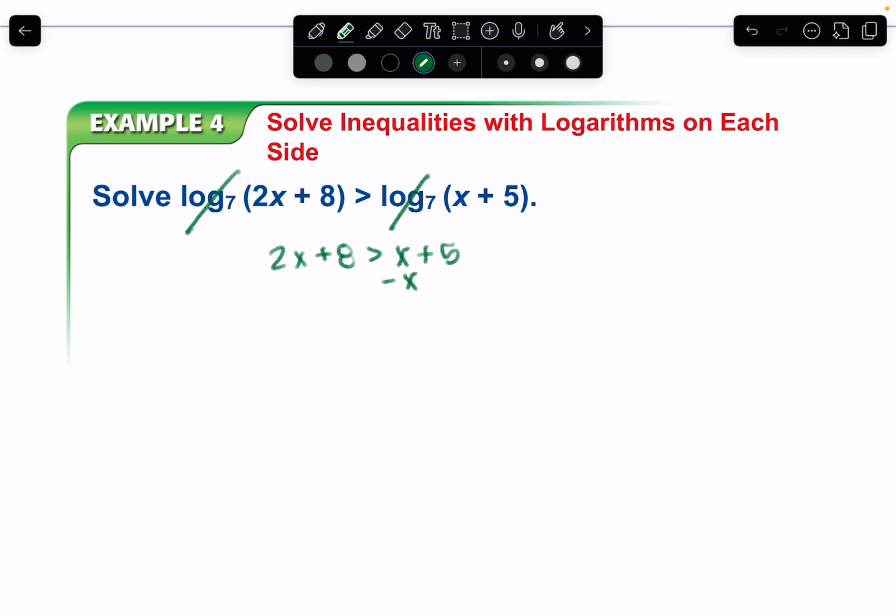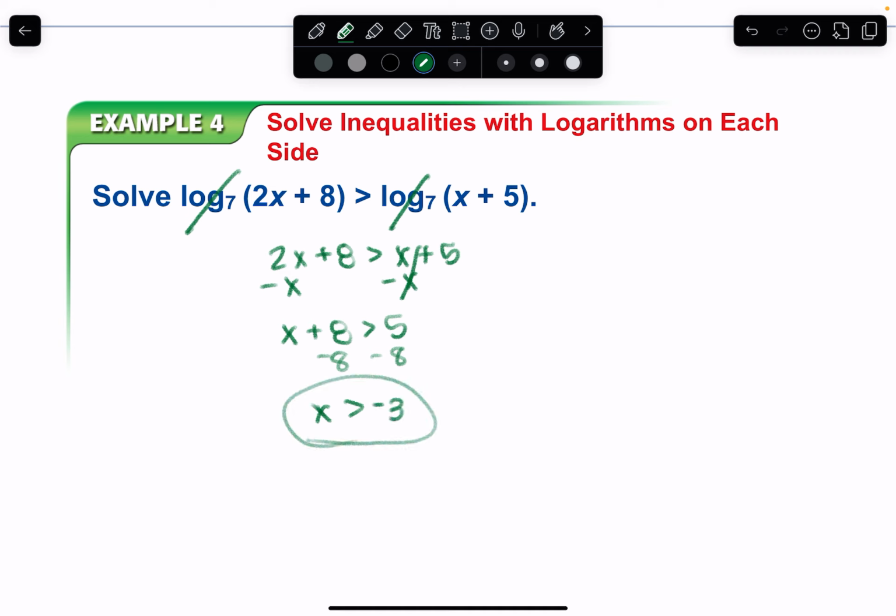So I would subtract this x over first. So 2x minus x is going to give me just x. Then to get x completely by itself, I'm going to subtract 8. So 5 minus 8 is going to give me negative 3. So I would end up with x is greater than negative 3.